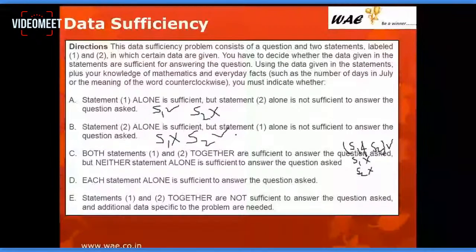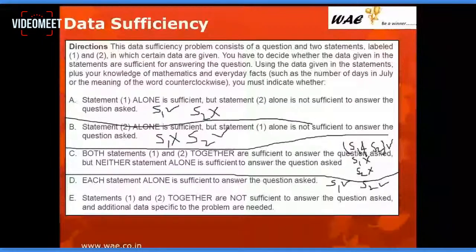If S1 alone is sufficient and S2 alone is also sufficient, that means both are individually sufficient, then the option is D. I'm just drawing a line so that you don't get confused. And what is E? E is: S1 is not sufficient, S2 is not sufficient, and S1 and S2 together are also not sufficient. That means the whole data is insufficient, so you cannot solve it. That's the point. So this is the structure that we have got.